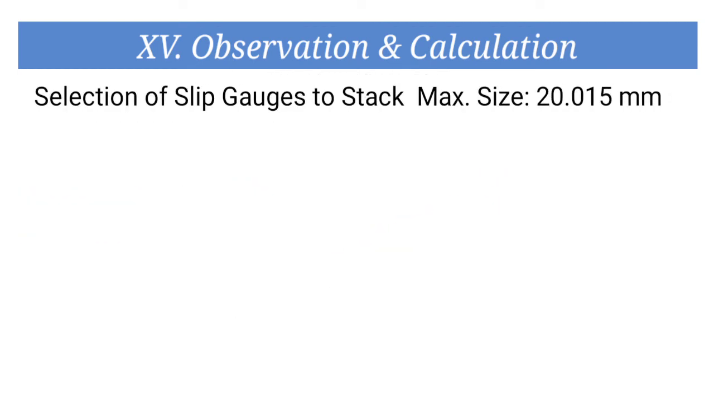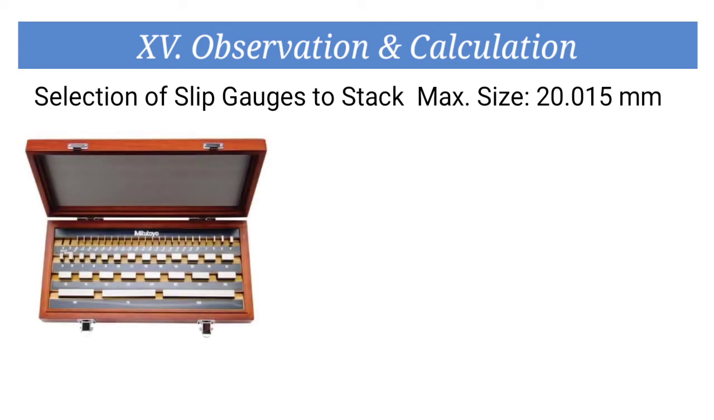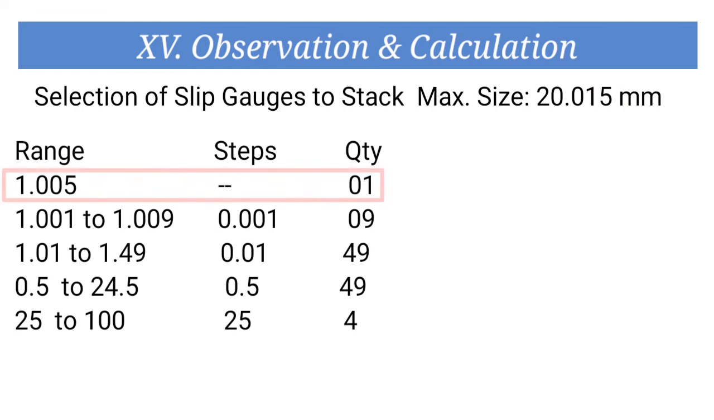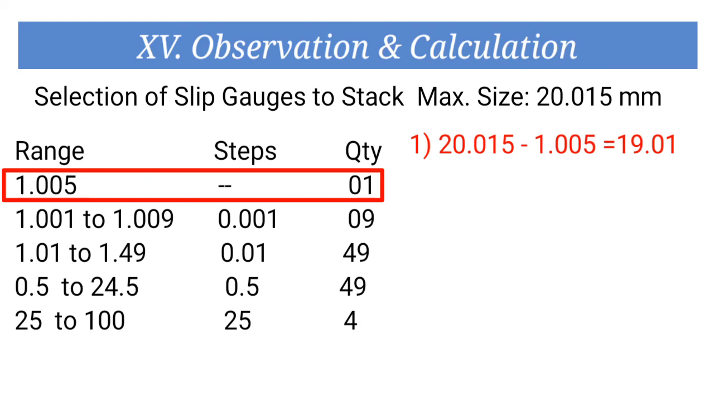Now we have to select the slip gauges from the given slip gauge box to stack the maximum size of 20.015 mm. Considering the given slip gauge box, to set the required dimension, consider the last digit of the maximum size, which is 5. From the slip gauge box, select the first slip gauge, that is 1.005 mm, and subtract it from the given dimension.